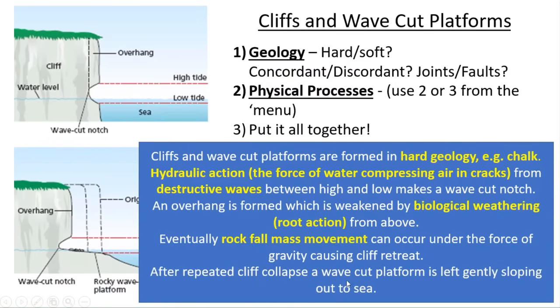After repeated cliff collapse a wave cut platform is left gently sloping out to sea. So this little feature here is just that final sentence. This is what's left over once this has happened a few times. Okay, so that's how it works, and you can see all the yellow shows you all the different physical processes I've got: mass movement, weathering, and erosion, as well as geology. So I've got 3 different processes plus geology in there.